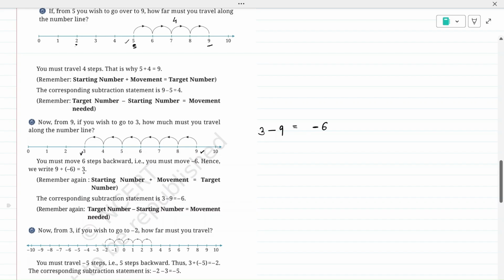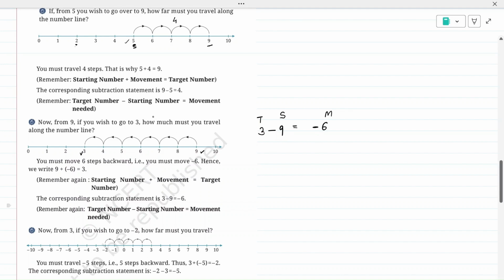Okay, so the same thing has been written here. You must move 6 steps backward. So you must move minus 6. So kids, is this clear? 3 was my target position, starting position was 9, 6 is the movement. And why is it negative here on the number line? Because we are going backward from 9 to 3.